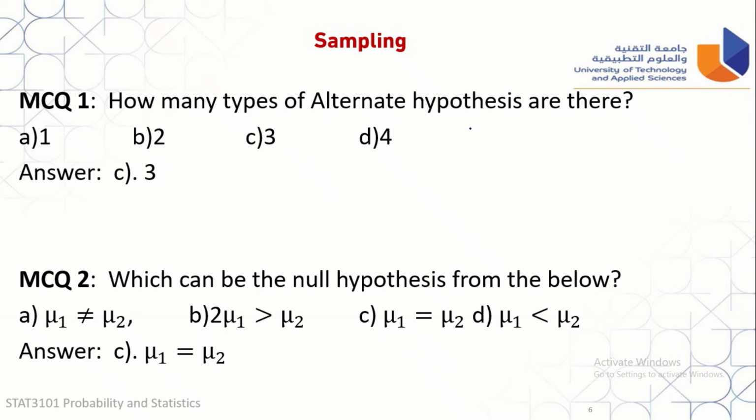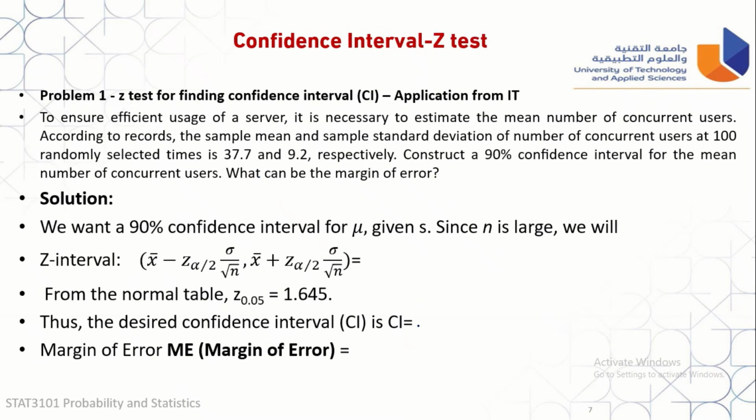So how many types of alternate hypotheses are there? There are 3 types. What are they? One is greater than, another is less than, and another is not equal to. Which can be the null hypothesis from the below? The null hypothesis is always mu1 is equal to mu2, because all the rest become the alternate hypothesis.